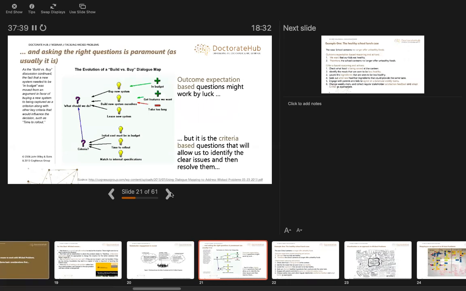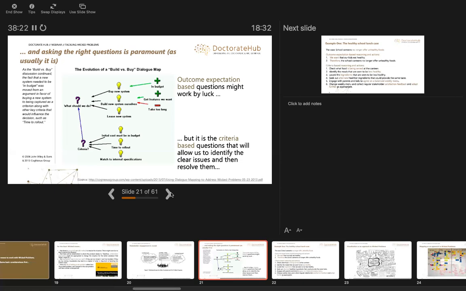Now, the question is, what is the thinking lens that you are wearing? Is it an outcome expectation based lens? And the questions are exactly geared like that. In this example, it's a build versus buy discussion, and the fact there's a new system that needs to be bought, with budget that was moved over time with an argument in favor of buying new systems. So then the discussion goes, what should we do? Should we buy a new system? Should we build a new system? Should we lease a system? So this is obviously one way we could do the argument and follow the argument.